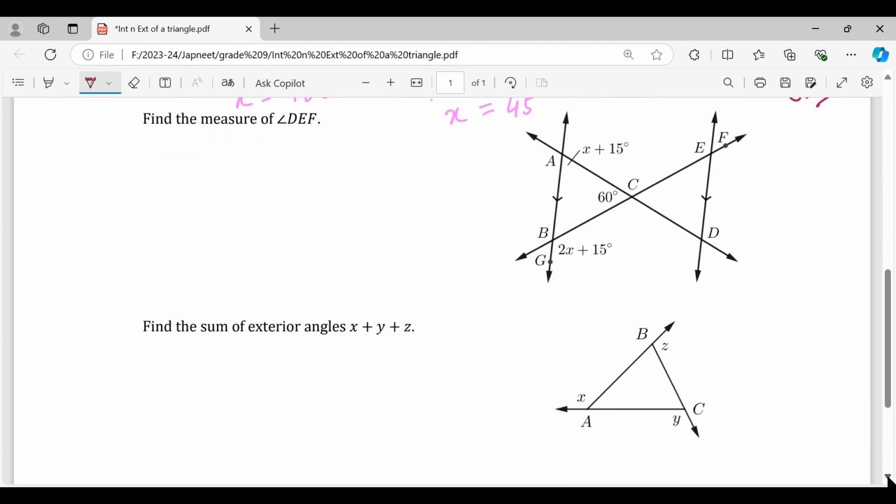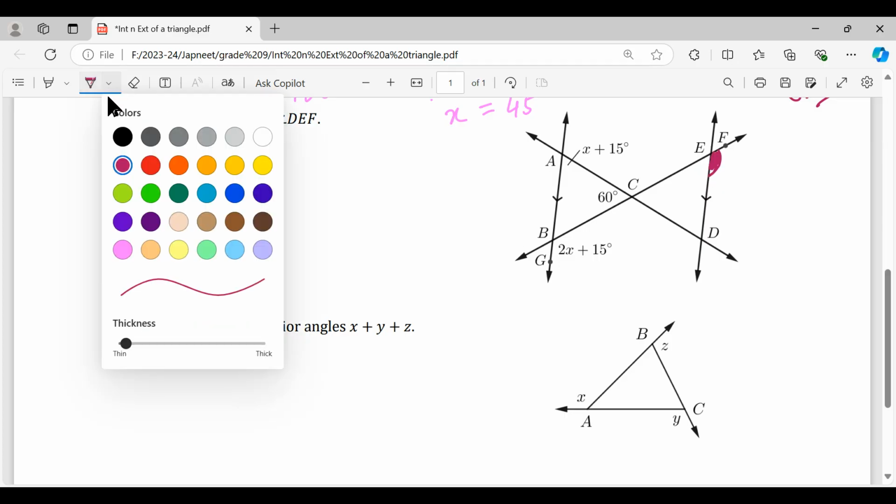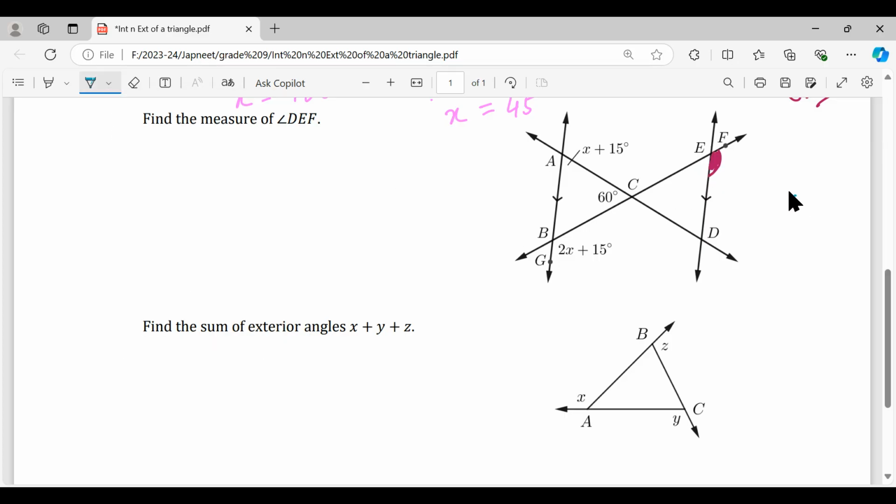Here you have to find the measure of angle DEF. Let me mark DEF. So this is about this angle. Okay, let's see what is given here. So we can see that here is one line. So this line and this line, these two are parallel lines.